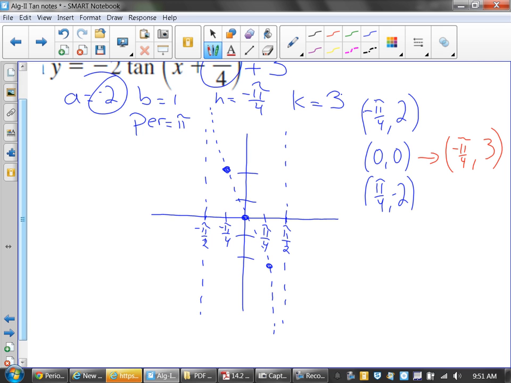Now, when I go to my other shifted point, what's negative pi over 4 minus pi over 4? Very good. This becomes negative pi over 2. And what's 2 plus 3? All right. My other shifted point is at pi over 4 minus pi over 4, 0. Negative 2 plus 3? I wrote it down.